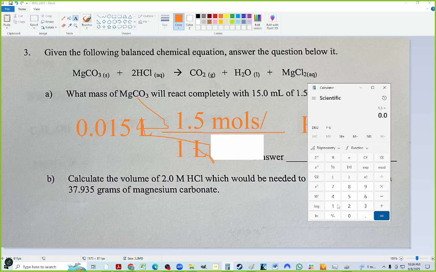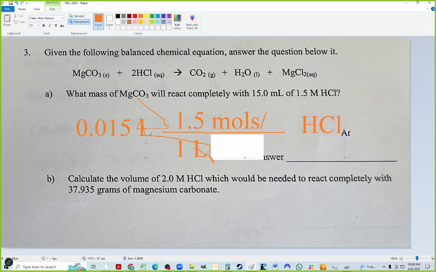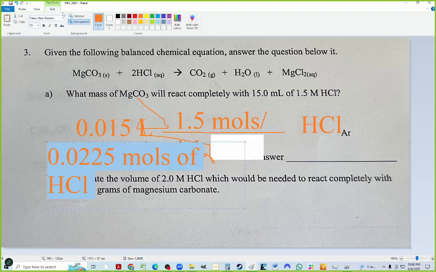0.015 times 1.5. 225. Right. So after the liters cancel, that's how many moles of HCl I'm dealing with. That's important. Now I can work with the mole bridge. Okay.